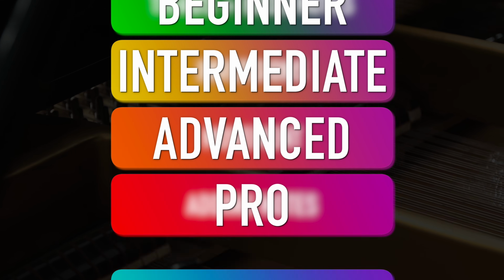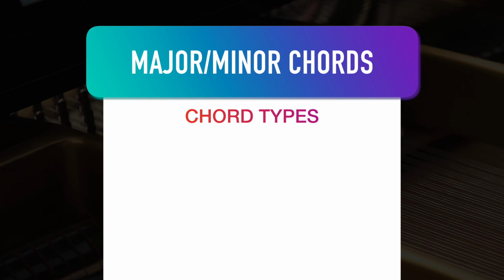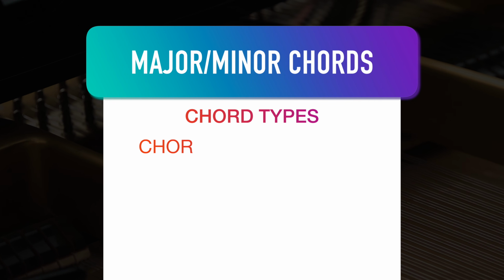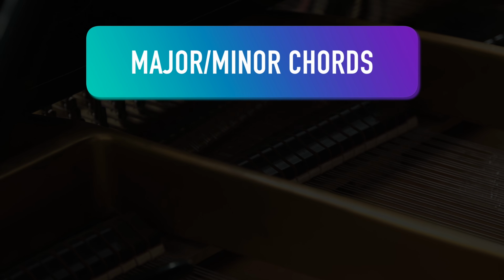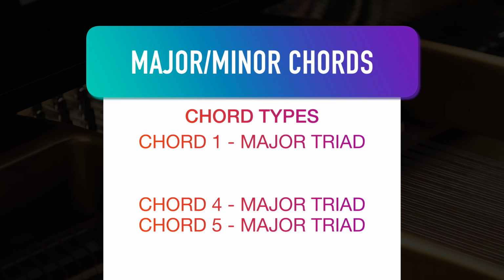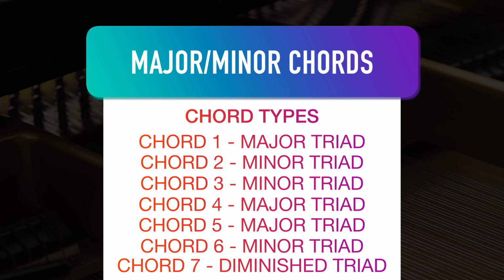However, in a normal major scale, the types of chords that you're going to see are going to be the same in every scale. So chord 1 is always going to be a major chord, and major chords tend to have a little bit more of a positive, happier sound to them. Chord 4 and chord 5 will also be major chords. Chord 2, 3, and 6 will be minor chords, and chord 7 will be something called a diminished chord, which sounds a little bit more odd.